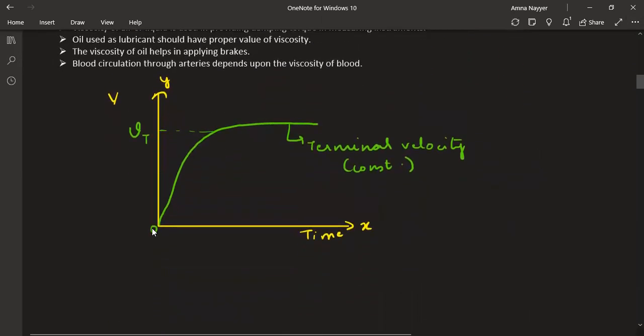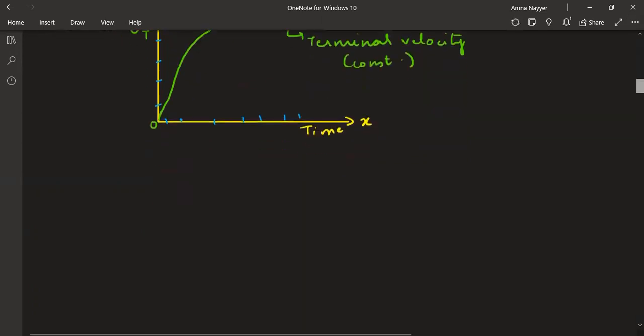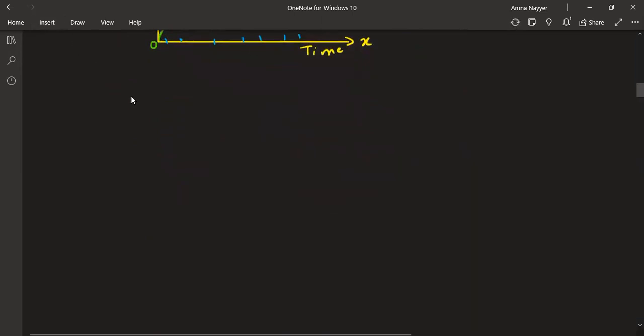So this is the graph of viscosity. See, this is velocity versus time. Here I'm increasing the values of velocity. At this particular time, velocity is this. At this particular time, velocity increased. But at this particular time here, velocity became a constant value. Now I'm increasing it further. The value is same. This is terminal velocity, which is constant. After this, let us perform a very small derivation.